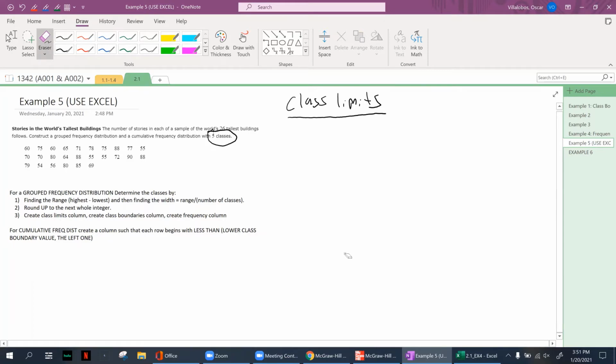So step 1, whenever we're looking for a grouped frequency distribution, this is going to be the first part. You need to find the range. The range is going to be the largest value minus the lowest value. Excel is going to be very handy here because I really don't want to look through all these numbers and say, well, which one's higher?